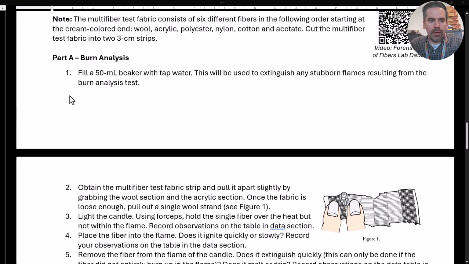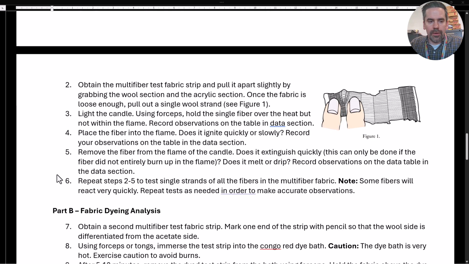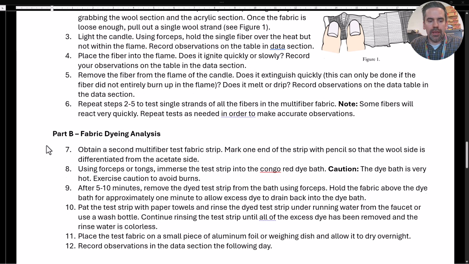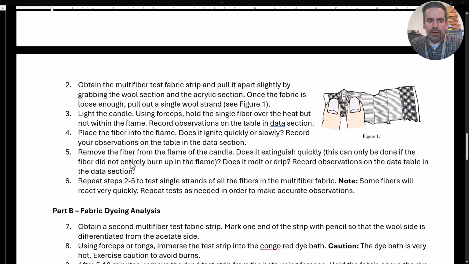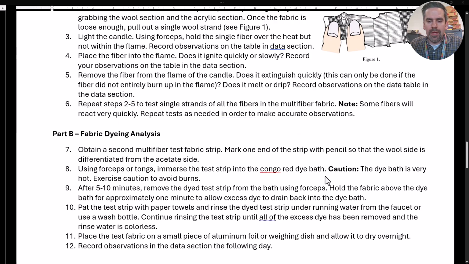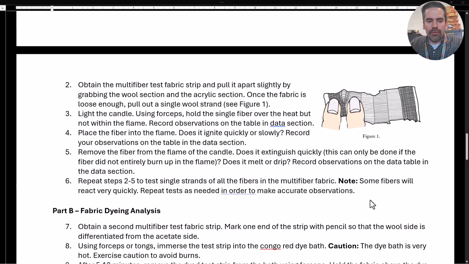One thing that I'd like to say, part B, it says burn analysis, but make sure you're very careful for the first part where you just put it over the flame. You're just gonna put it over the heat, but not within the flame. You don't want to burn it yet. You just want to see what it's like. And then in the data section, you're observing what's happening when it's heated. Then, only then after that, do you put it into the flame and see what happens when it's ignited or catches fire. Now, some fibers burn very quickly, and you might have to redo that particular fiber over again. So be patient and retest if you need to.